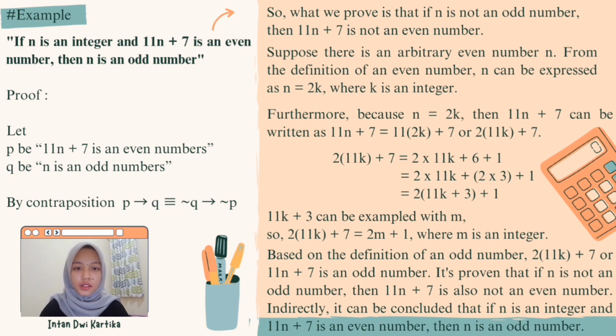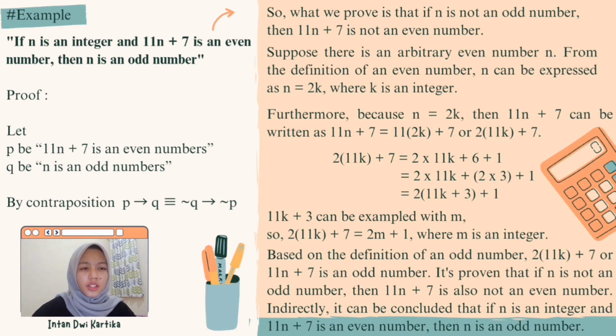If n is an integer and 11n plus 7 is an even number, then n is an odd number. The first step to prove this is let P be 11n plus 7 is an even number, and let Q be n is an odd number. By contraposition, what we prove is that if n is not an odd number, or n is an even number, then 11n plus 7 is not an even number, or 11n plus 7 is an odd number.